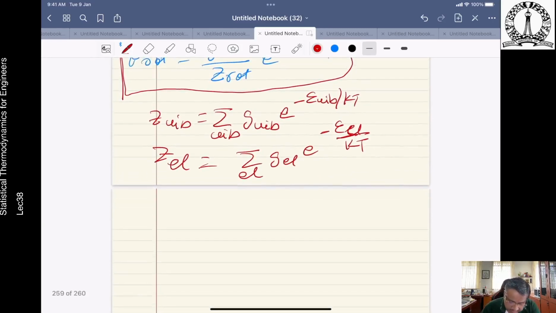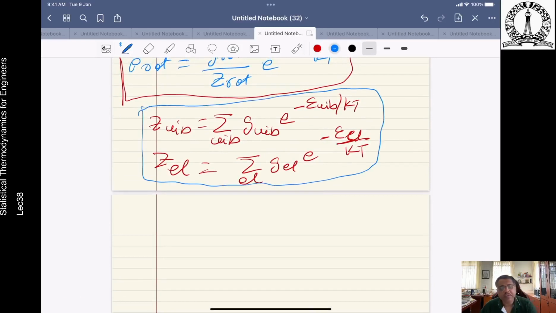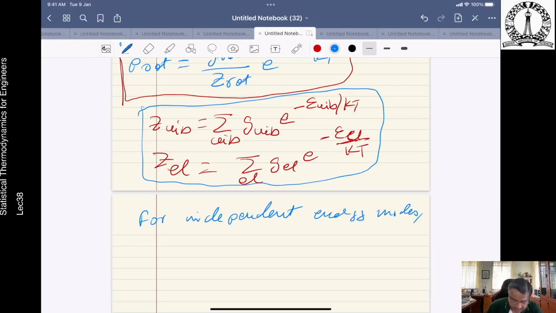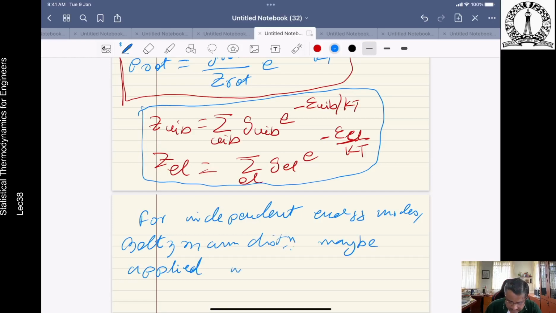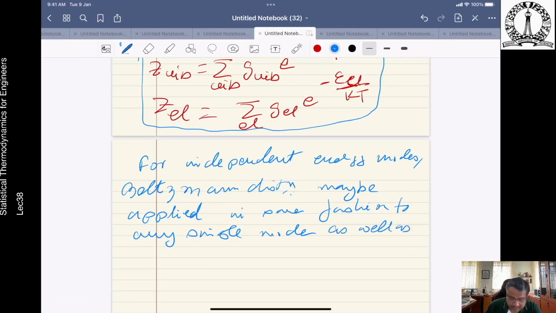So for independent energy modes, the Boltzmann distribution may be applied in the same fashion to any single mode, as well as to any group of such energy modes.